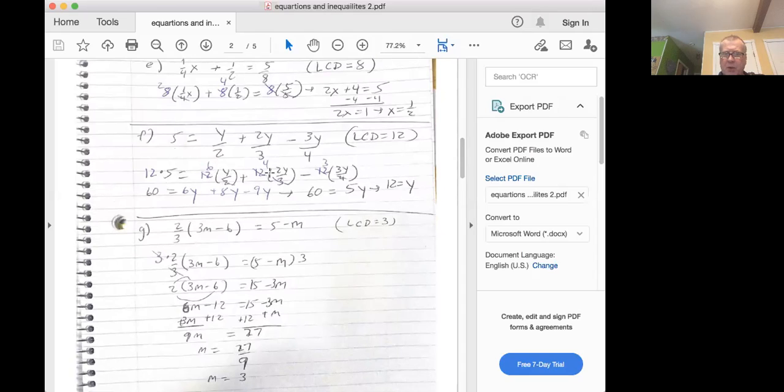When I multiply 12 with the 2y over 3, the 12 partially cancels with 3, giving us 4 times 2y, or 8y. And when I multiply the 12 with the minus 3y over 4, the 12 partially cancels with 4, giving us 3 times 3y, or 9y, and it's negative. So when I combine all these y's together, I have 6y plus 8y, which is 14y, minus 9y, which gives us 5y. 60 equals 5y. So that means divide both sides by 5, we get 12 equals y.